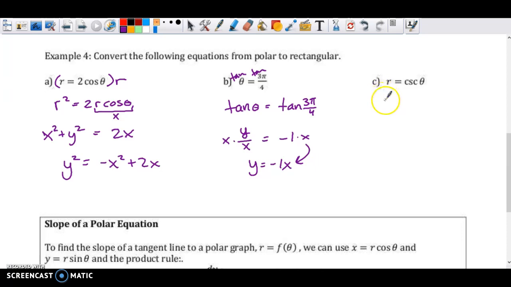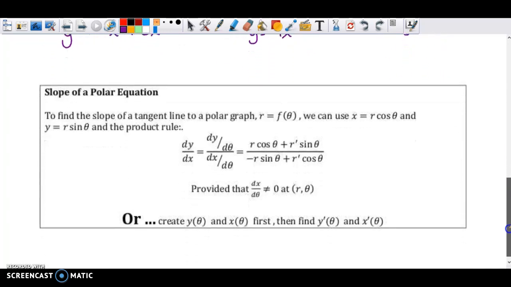All right, so now I've got r is cosecant theta. Well, we haven't talked about cosecant, but hopefully you remember from pre-calc that cosecant is 1 over sine. So I can clean this up a little bit by multiplying both sides by sine. The point of that is I know that r sine theta is 1. So you're just playing around with a little bit of algebra.